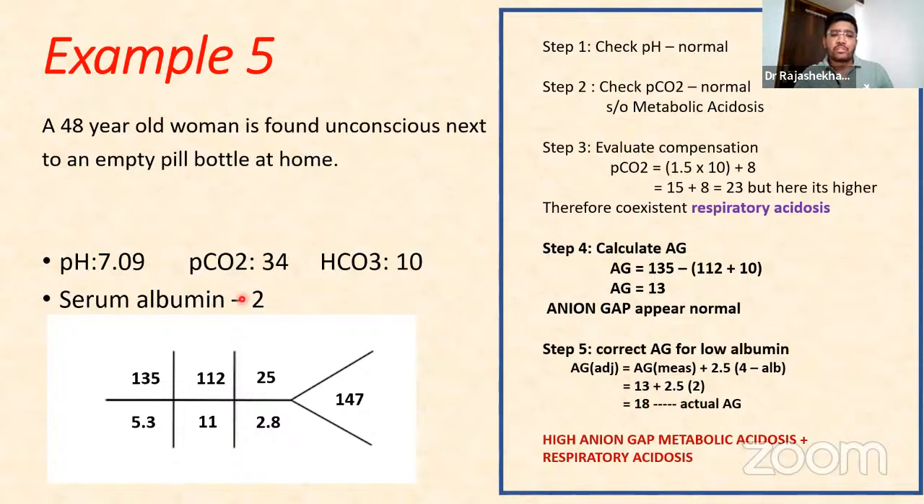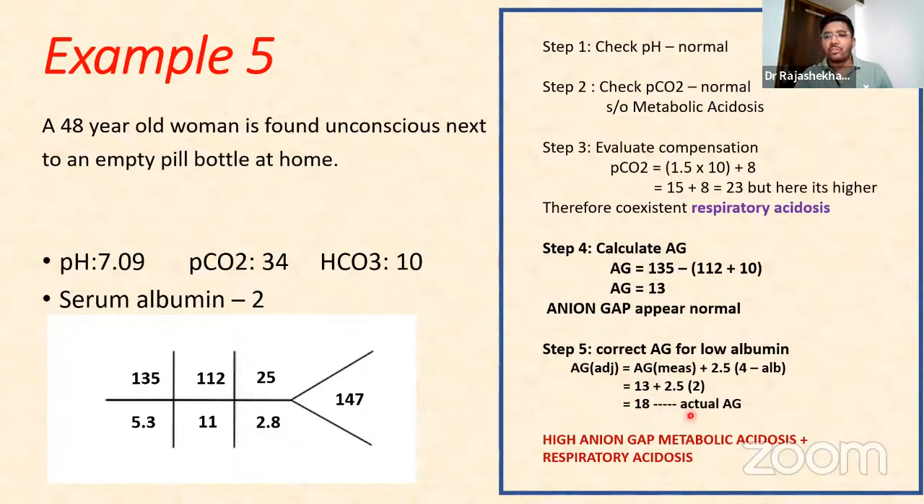Another equation I told you: for every 1 gram drop in serum albumin, the anion gap decreases by 4. Since the normal albumin is considered as 4, here it is deficient by 2. So 2 into 4 is 8. So you can add 13 to 8. That is around 21 it comes. So either way you can calculate.